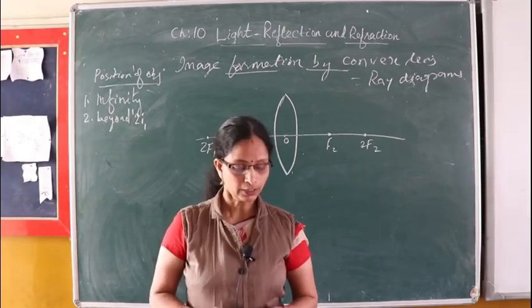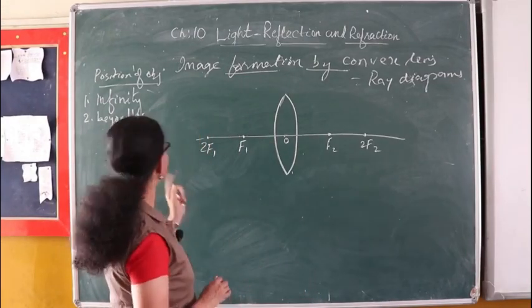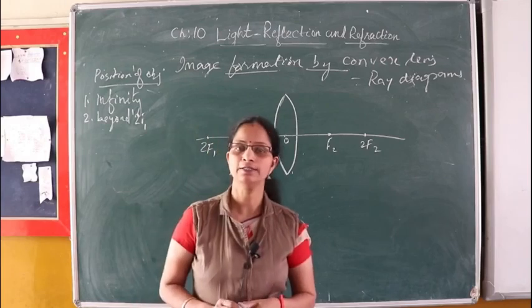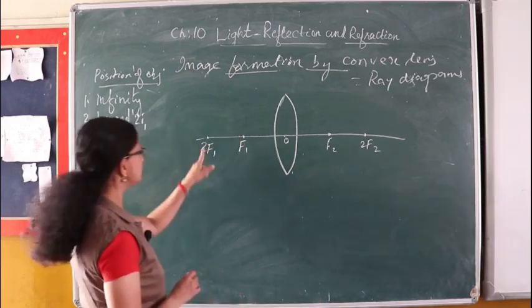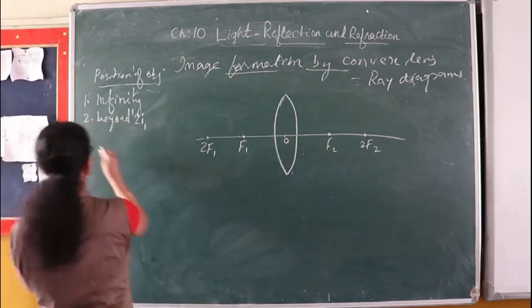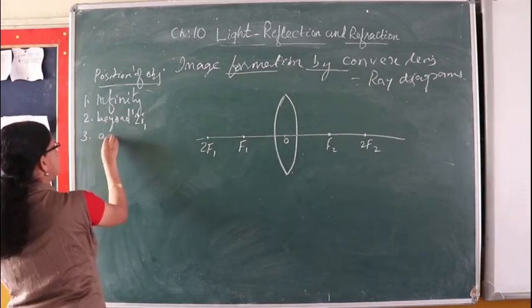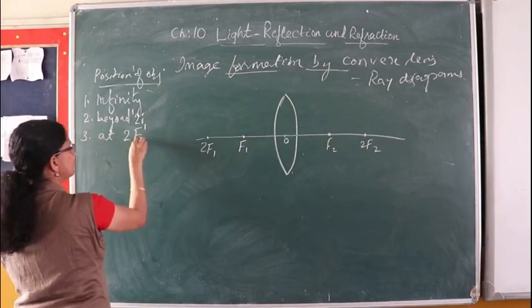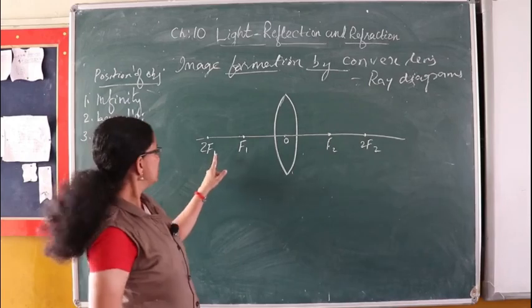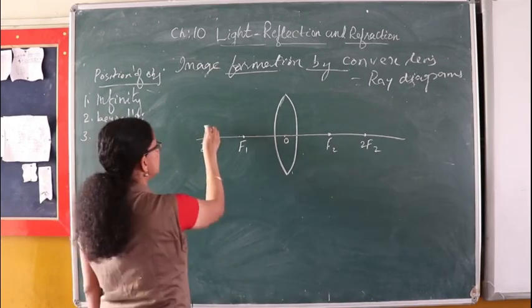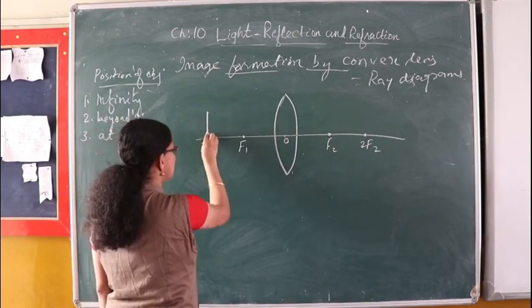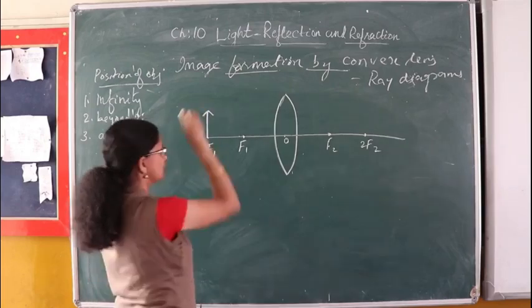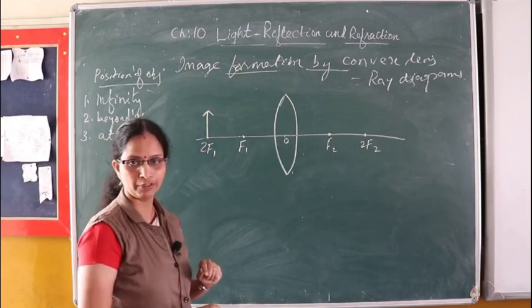Now, the third situation is that when the object is kept at the center of curvature, that is at 2f1. When the object is at 2f1, we can see how the image is formed.